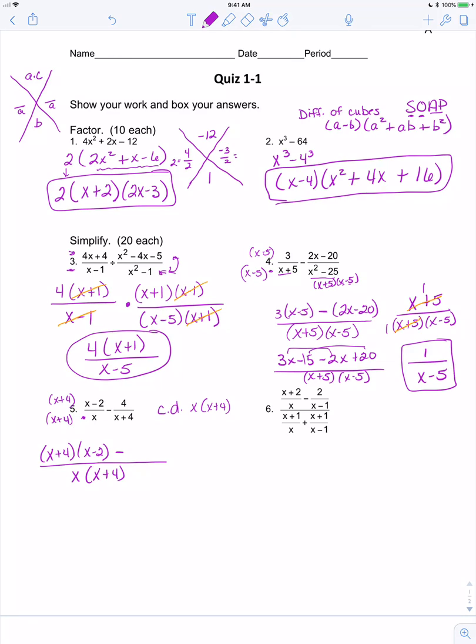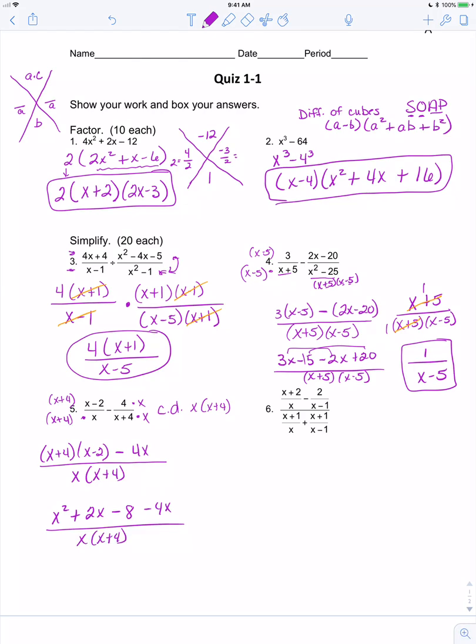minus, okay, this one needs to be multiplied by the x to get that common denominator, so the top also has to be multiplied by the x, so that is going to be minus the 4x. Okay, so now we need to multiply out the x plus 4, x minus 2. Remember, you always have to FOIL those, so that becomes x squared plus 2x minus 8 minus 4x all over the x times x plus 4.